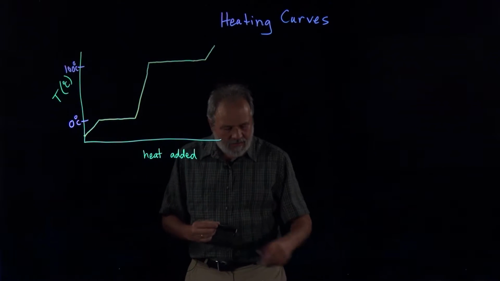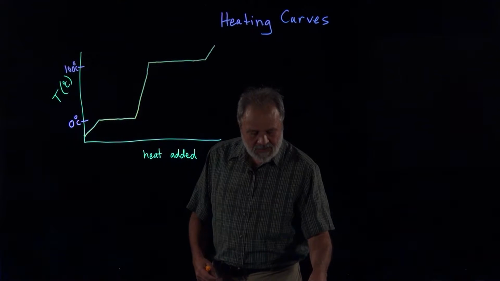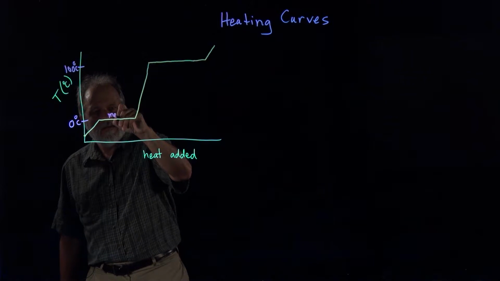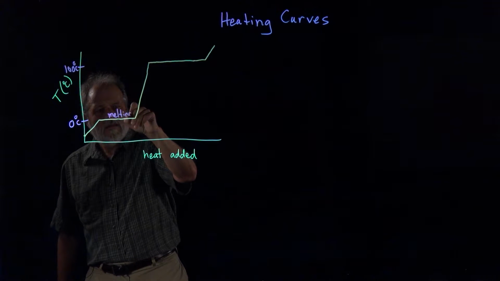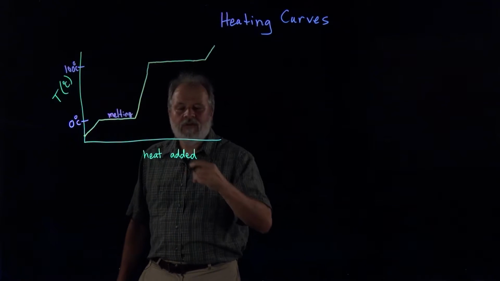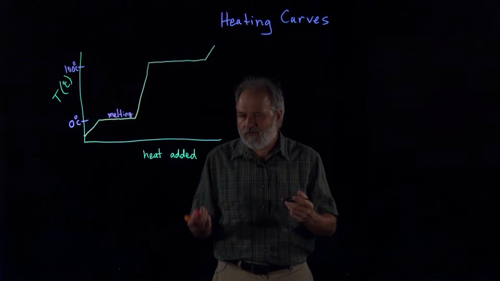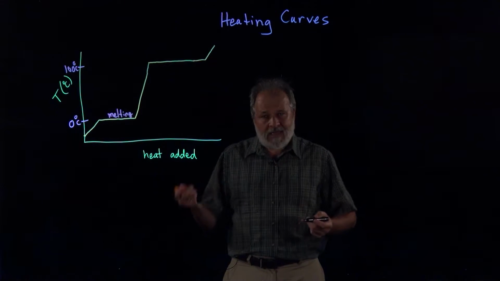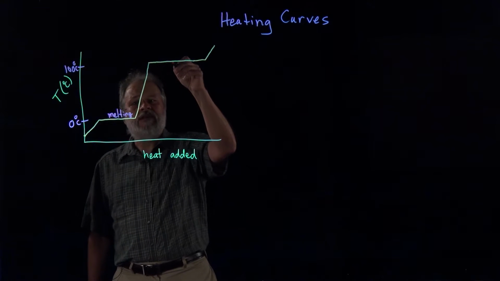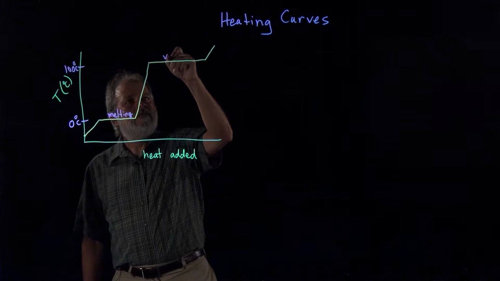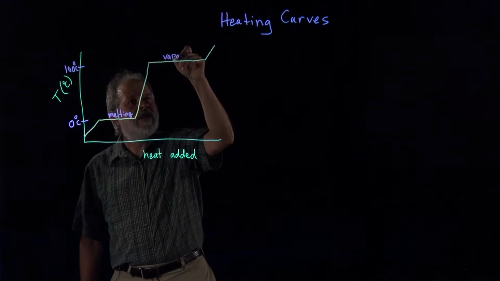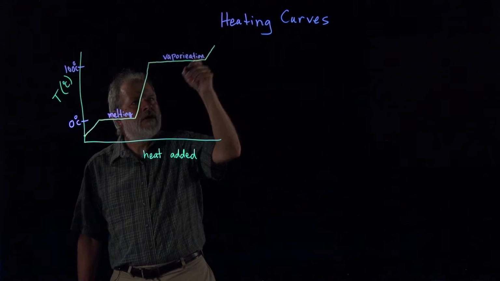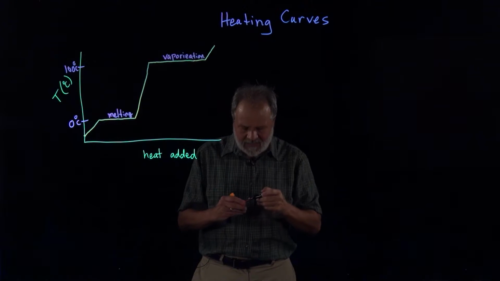So there are these different points on the curve, which we're going to label now. This is melting. Now the reverse process is called freezing. So when you freeze ice, you actually have to remove heat from the water to make ice. And the same goes with evaporation or vaporization. The reverse process is called condensation.